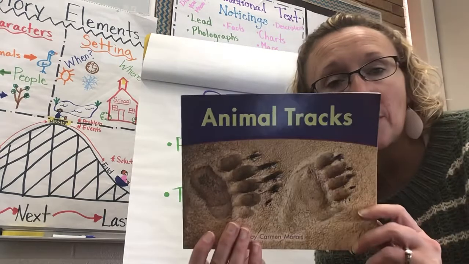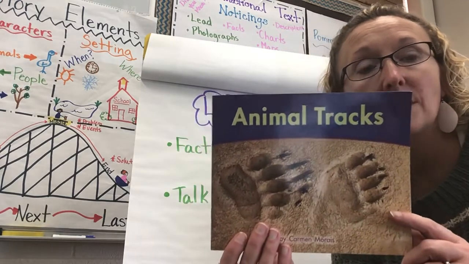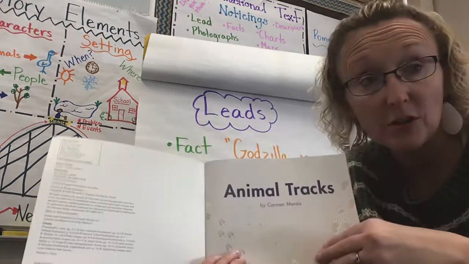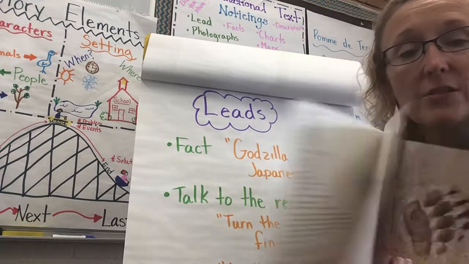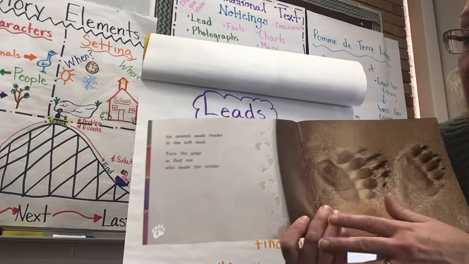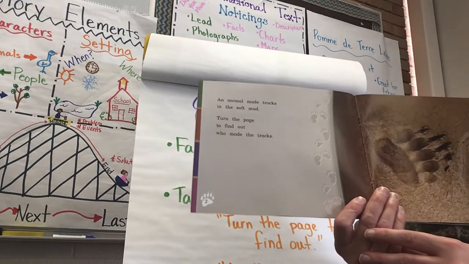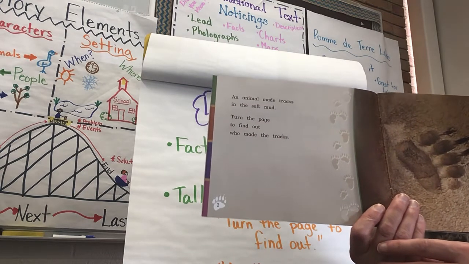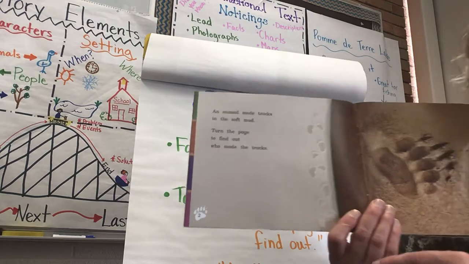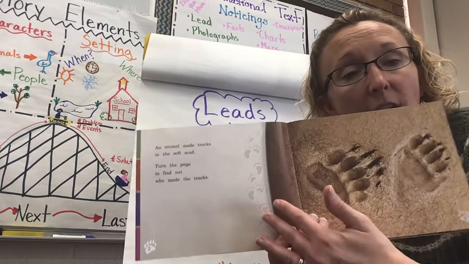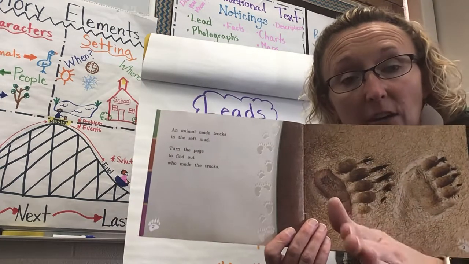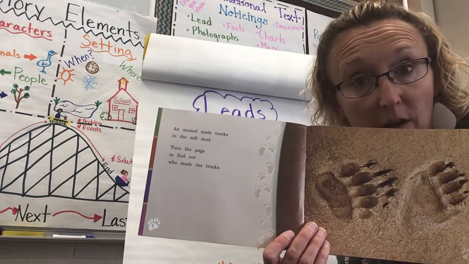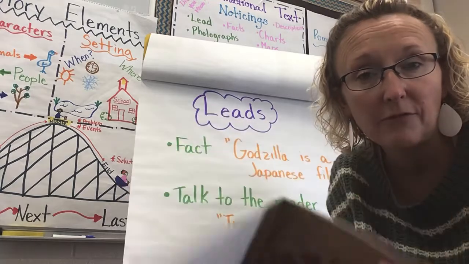So this is an all about book. It is all about animal tracks. All right, so let's look at the very first page. The first page would be the lead. So here's how this author decided to start it. They said, an animal made tracks in the soft mud. Turn the page to find out who made the tracks. So here they're talking right to the reader, and they're saying something like, turn the page to find out more. So that's a cool idea for a lead.